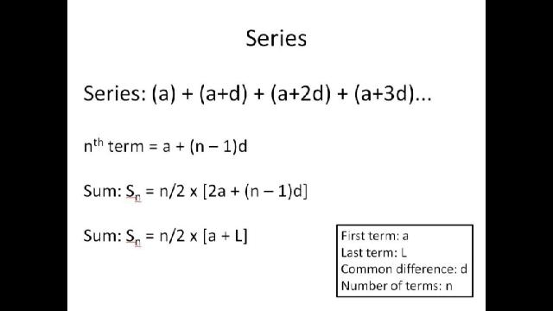So the nth term is a plus (n minus 1)d, and it's n minus 1 because the first term, a, has no d's added to it. So we have to take 1 away to account for that.